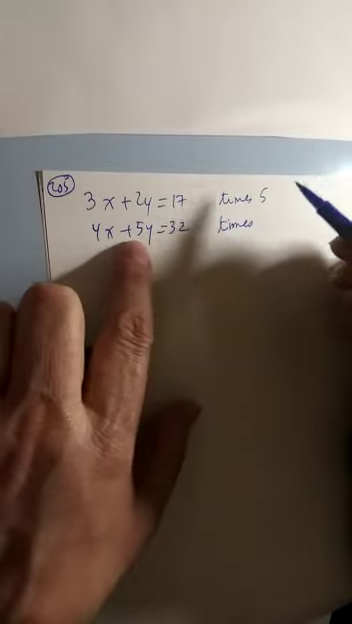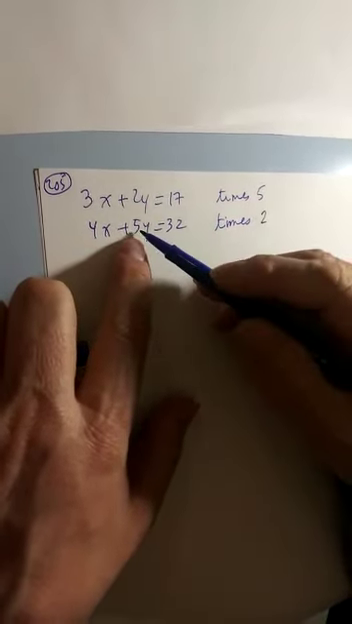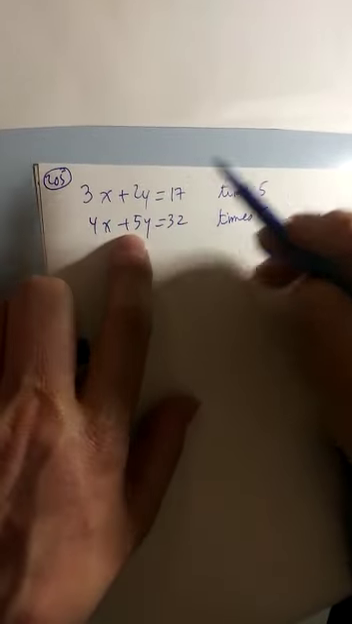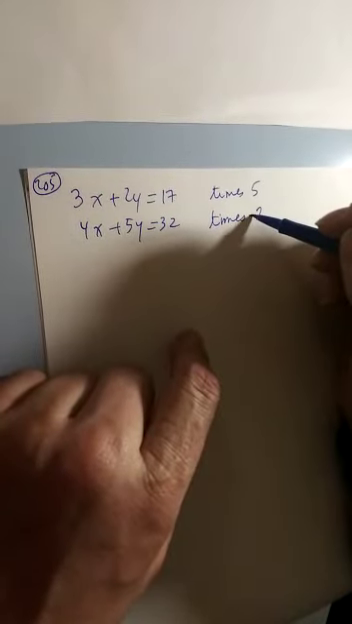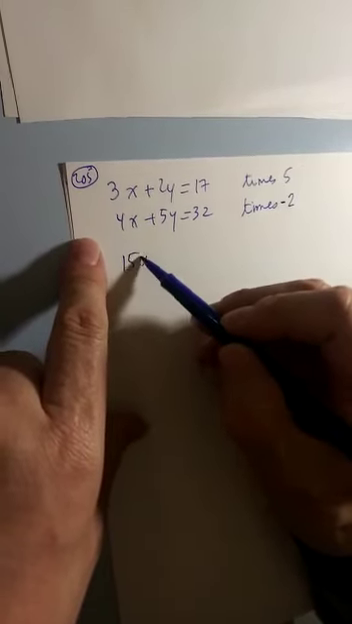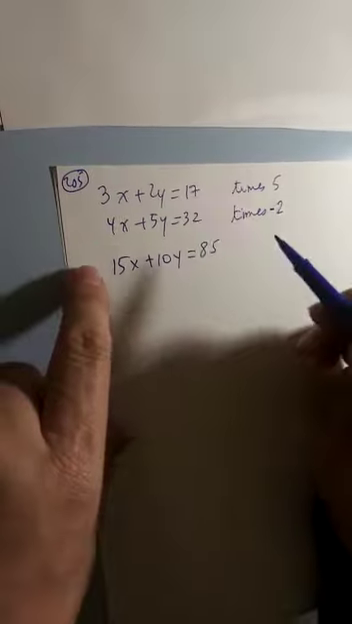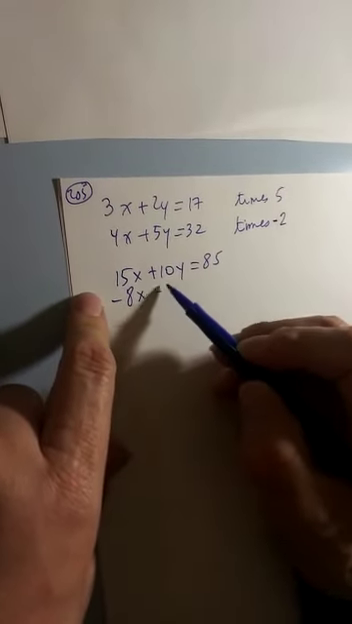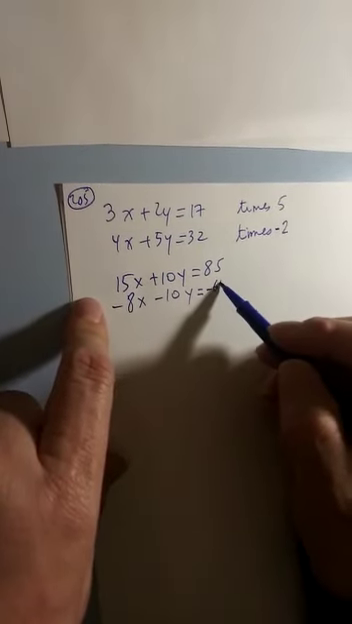If we multiply the second equation by 2, we're going to end up with 5 times 2, which is 10. 2 times 5 is 10. They don't cancel. So one of them needs to be a minus. So let's multiply the second equation by a minus 2. First equation times 5, that gives us 15x plus 10y equals 85. Second equation times minus 2: minus 8x minus 10y equals 32 times minus 2, which is minus 64.